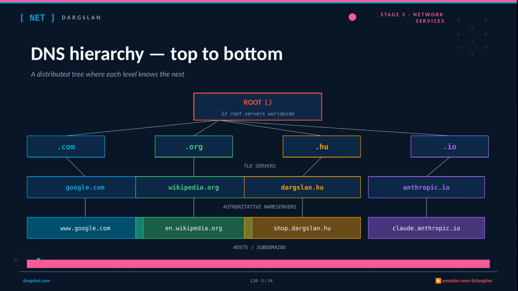Those TLD servers, in turn, delegate to the authoritative name servers for each registered domain, which finally hold the actual records for hosts and subdomains like www.google.com or shop.dargslan.eu. Each level only knows the next, and that's exactly what makes DNS scale.